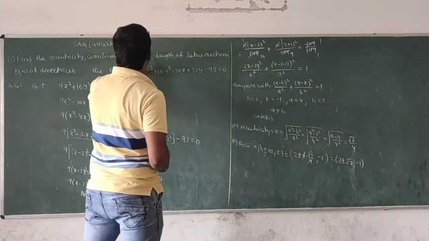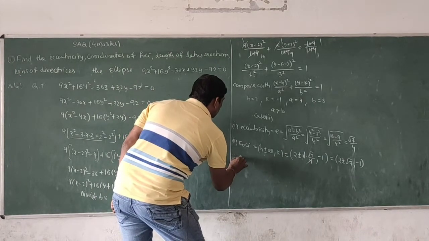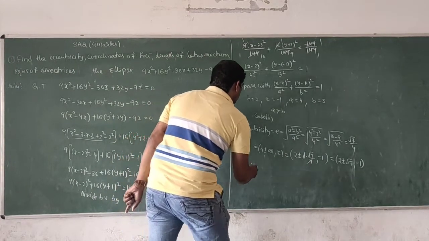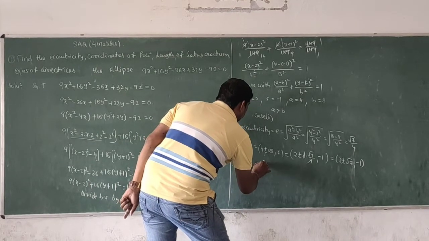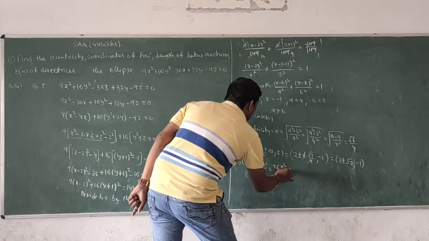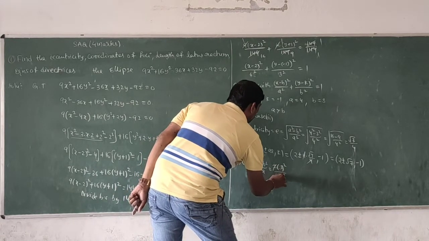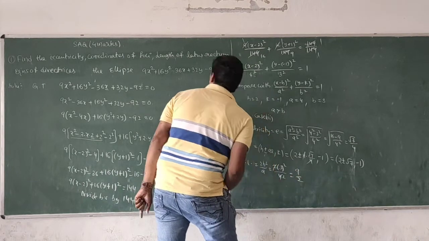Next, length of latus rectum. The formula for the length of latus rectum is 2b square by a. 2 into 3 square by 4, which is 2 into 9 by 4, so it is 9 by 2.